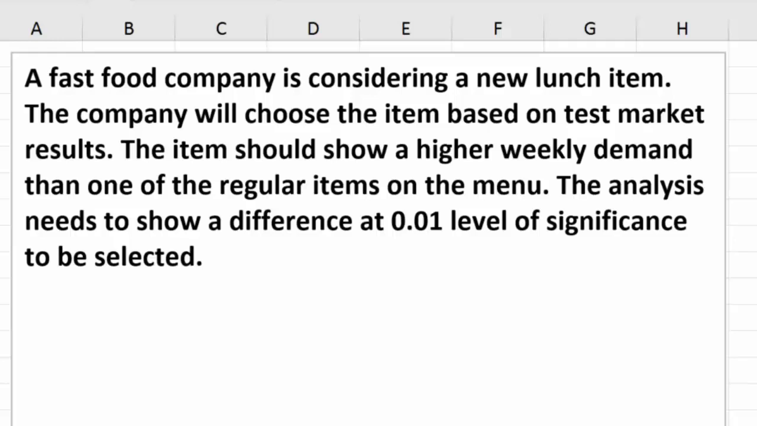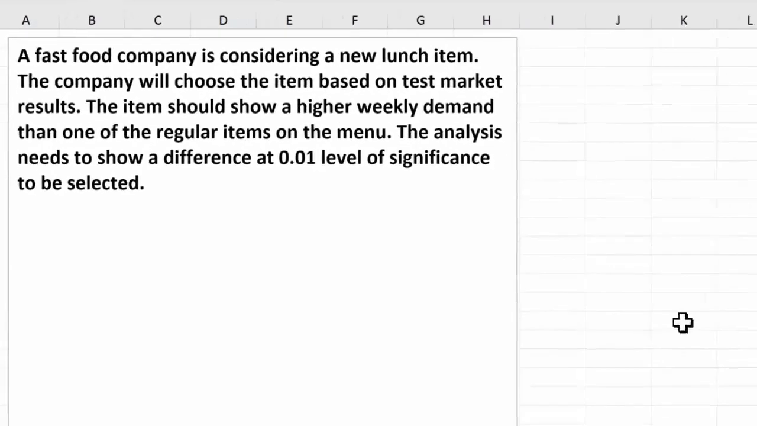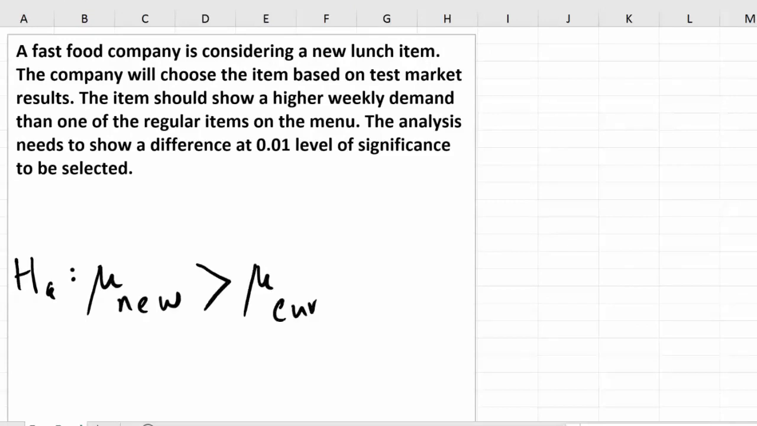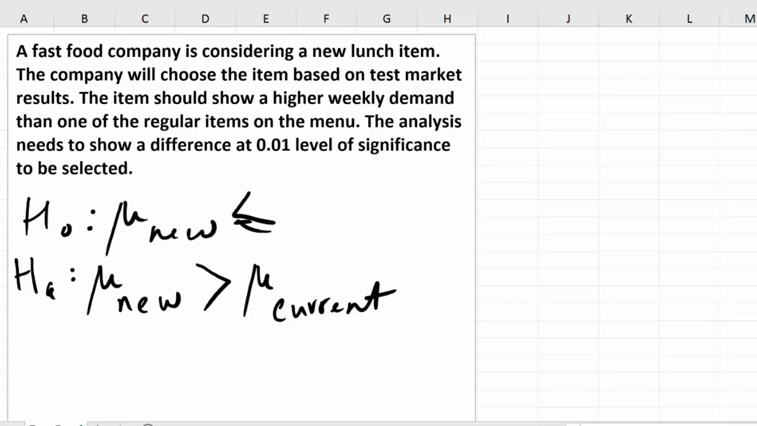So we're going to do a hypothesis test to see whether or not this new item indeed has a higher demand than the regular item it's being benchmarked against. First thing to do is to write our hypotheses. In this case, we will select this new item if it has an average mu of the new item that is more than the mu of the current item that we are benchmarking it against. Therefore, the null hypothesis should be that it's actually either less or the same as the current.